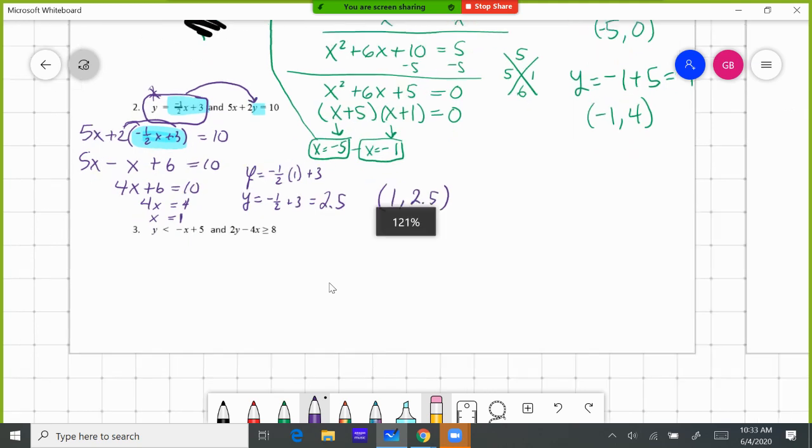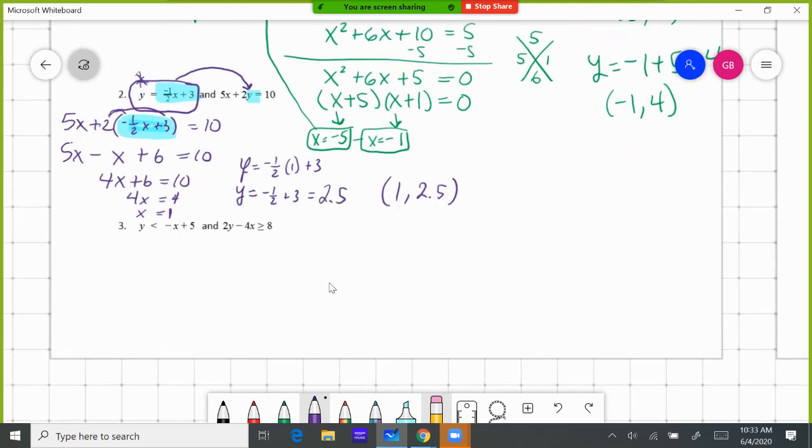Okay. And then the last one, y is less than negative x plus 5, and 2y minus 4x is greater than or equal to 8. So inequalities, you need to graph them, and you want them in slope intercept form, like this first inequality here. So that one's actually okay. This one over here on the right, we need to solve for y. So I'm going to add 4x on both sides first. And then I'm going to divide everything by 2.